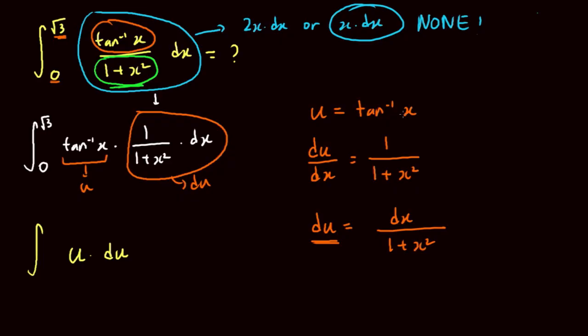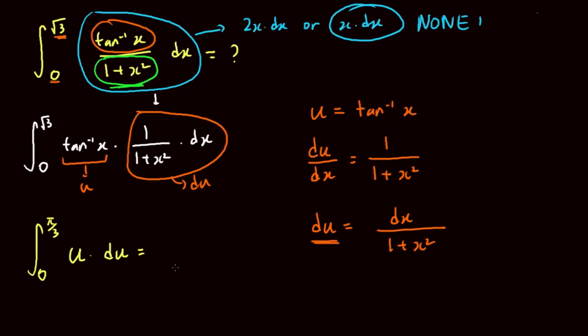So tan inverse of 0 is, well, it's 0. But for tan inverse of square root 3, let me just change the degree. Tan inverse of square root 3 would give me pi over 3. Right, would give me pi over 3.